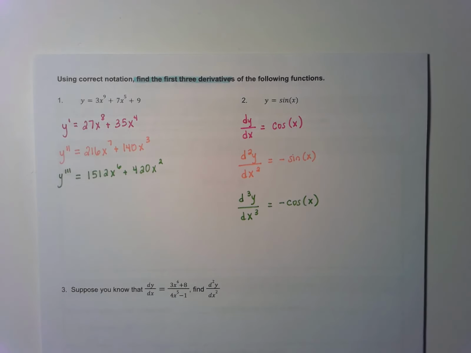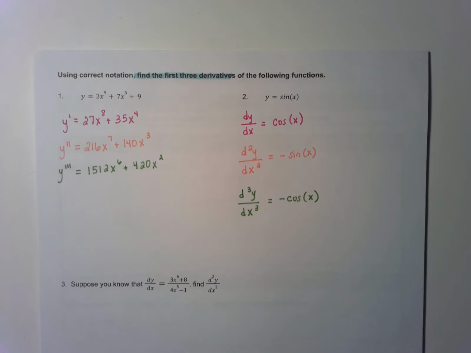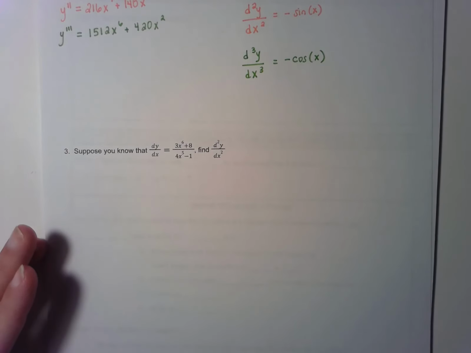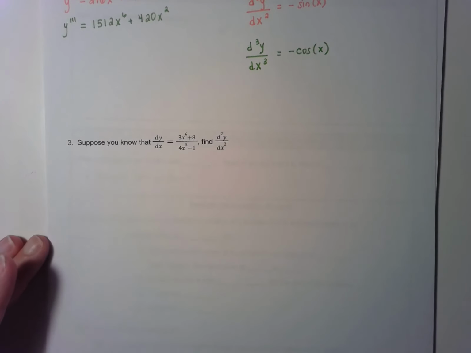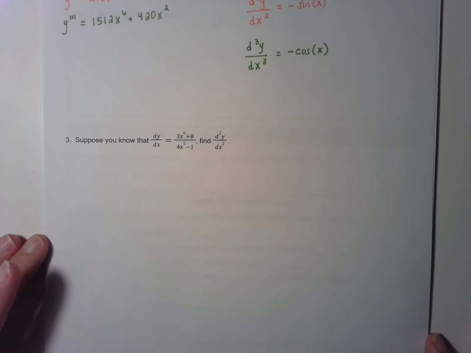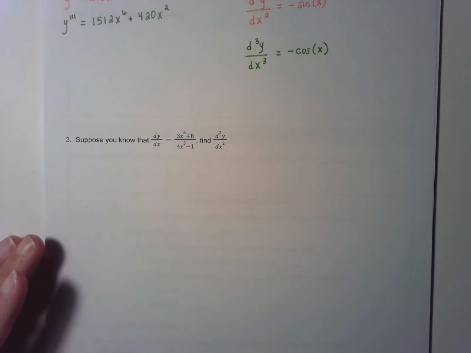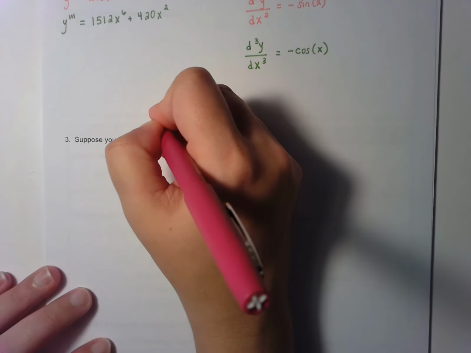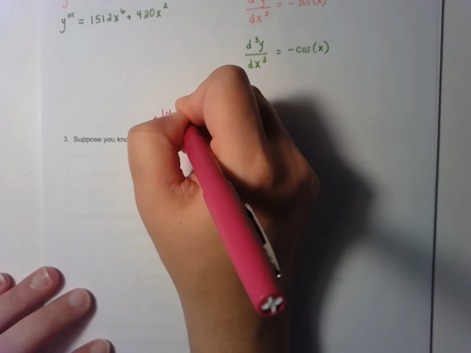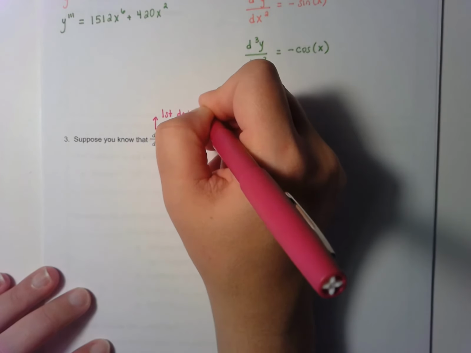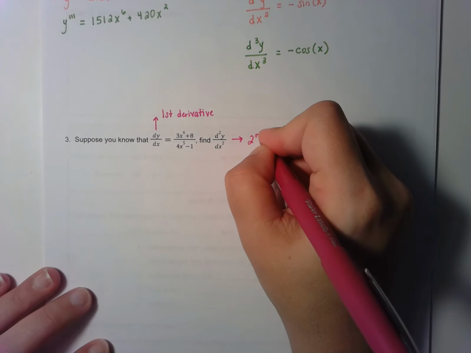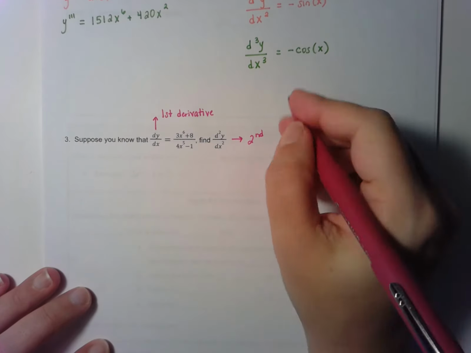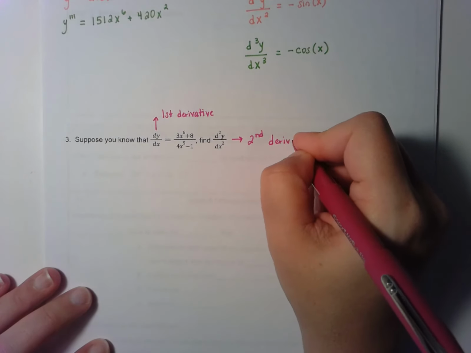Now, one other example that I want to show you, and this is very typical of the types of problems you might see on an assessment or on the AP test. It says, suppose that you know dy over dx is equal to 3x to the 6th plus 8 over 4x to the 5th minus 1. Find d squared y over dx squared. Part of the challenge here is just recognizing this notation. So suppose that you know this, which means we already know the first derivative. And then it asks us to find the second derivative. And you have to know that d squared y over dx squared means second derivative.